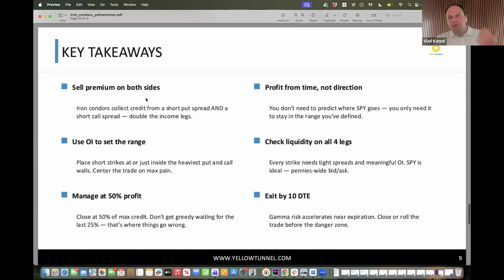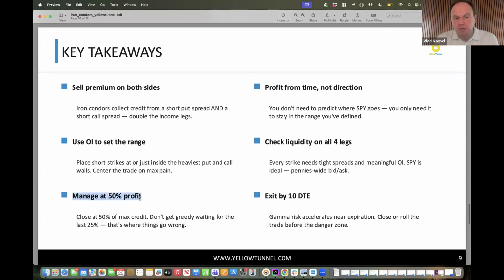So key takeaways: sell premium on both sides, right? Puts and calls. Use open interest to set the range. You can use Bollinger Bands. You can use RSI, not RSI, but something that shows you the range, right? True range, ATR. You can use just classical support and resistance levels, 50-day moving average, 200-day moving average.